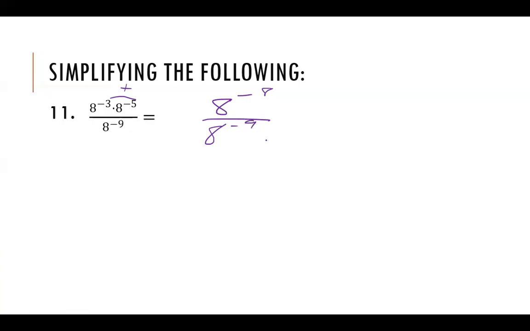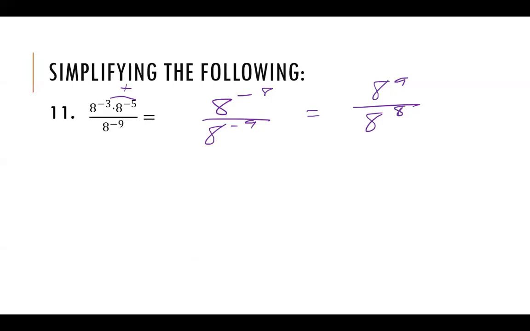Okay. How do I make these positive? What does the negative tell me? It means that they're unhappy with where they are, right? So using the negative rule, I'm going to switch their locations to make them happy. So this becomes 8 to the 9 over 8 to the 1, 8. You saw nothing.